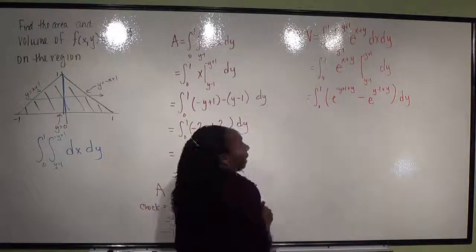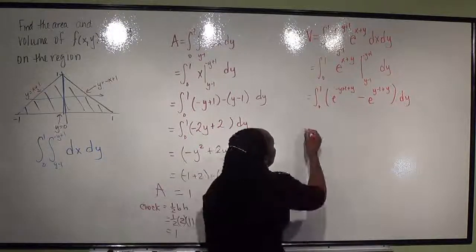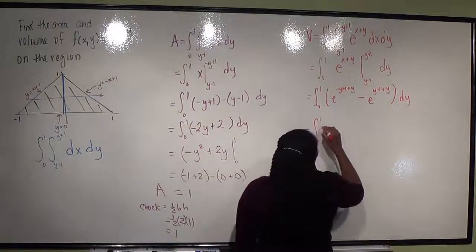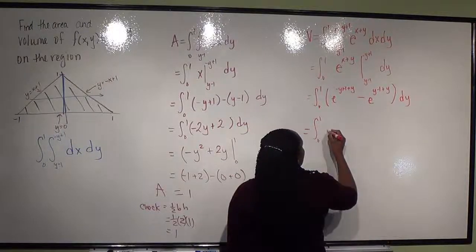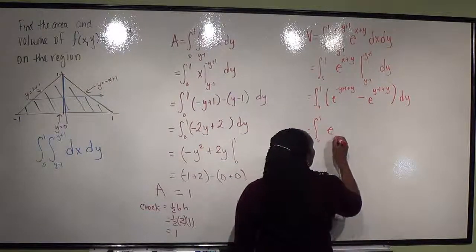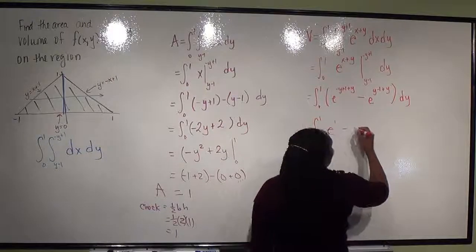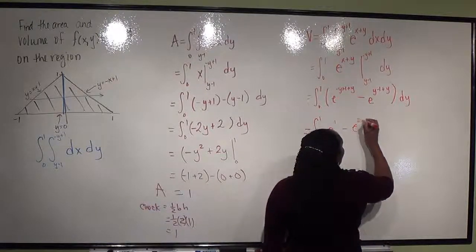Okay. Again, we can simplify. So 0 to 1, simplifying here, the y's cancel, so we're just looking at e to the 1 minus, over here, e to the 2y minus 1.